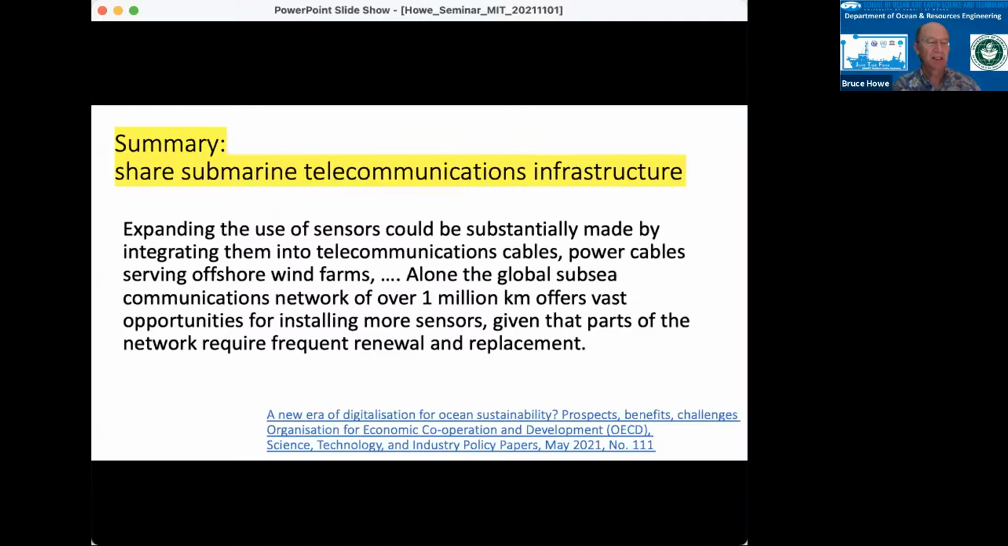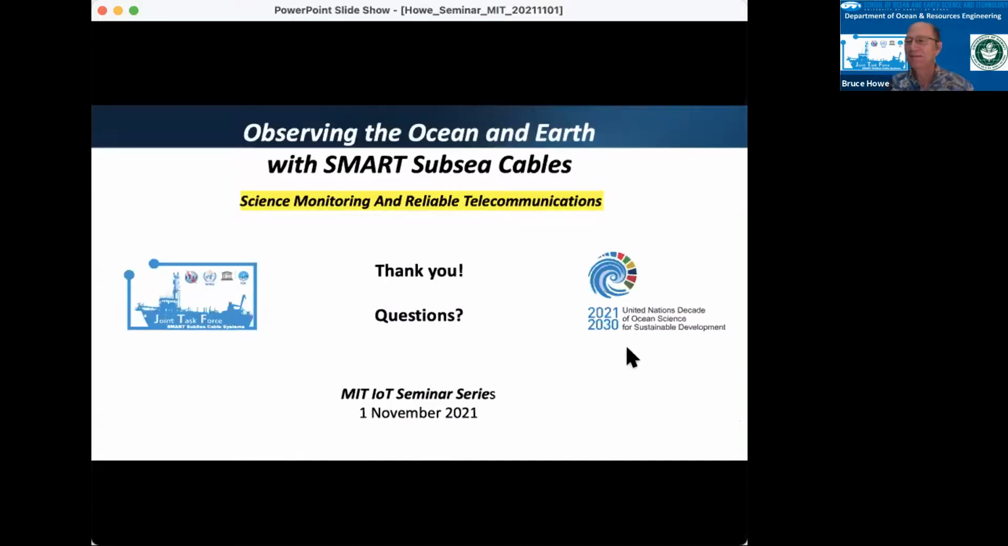So in summary, and this comes from an OECD document, expanding the use of sensors could be substantially made by integrating them into telecommunication cables, power cables serving offshore wind farms. Alone, the global subsea communications network of over 1 million kilometers offers vast opportunities for installing more sensors, given that parts of the network require renewal and replacement. So with that, I'll conclude and open the floor for questions.